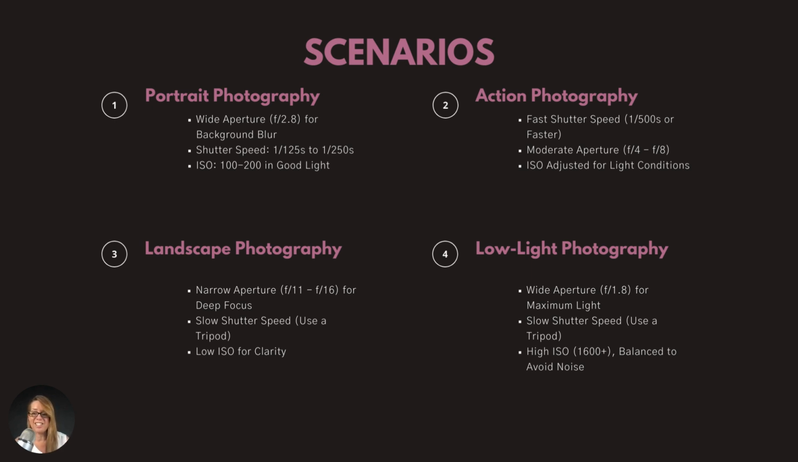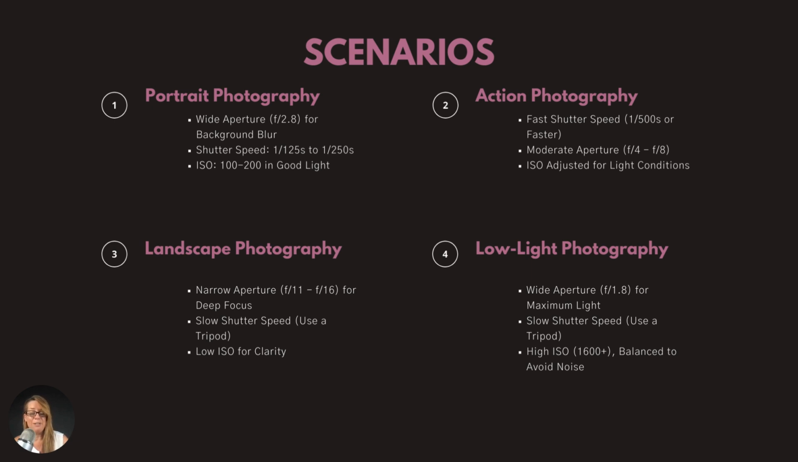Next, let's look at action photography. So we're going to want a fast shutter speed like 1/500th of a second or even faster. It's essential that we get a really quick shutter speed so we can freeze that motion. Use a moderate aperture around f4 to f8 to maintain your focus on your subject while keeping some depth of field, and adjust your ISO according to the available light to ensure your image isn't too dark.